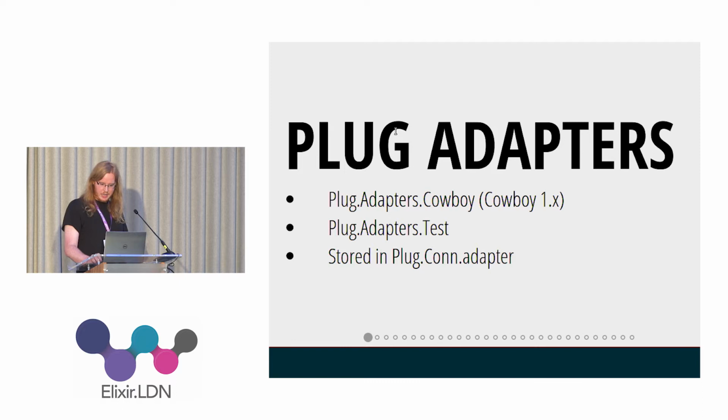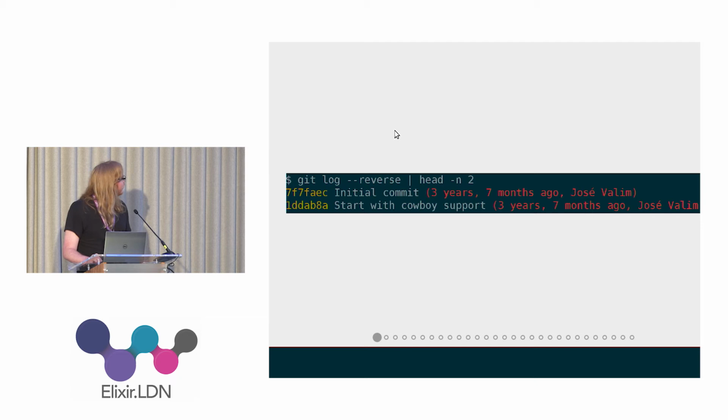This is a git log on the Plug repo, and you'll see that the first commit is the initial commit, as it usually is, and then the second commit is "start with Cowboy support". So I think it's safe to say that when Plug was being developed, it certainly had Cowboy in mind, and Cowboy will have some influence on the design decisions.